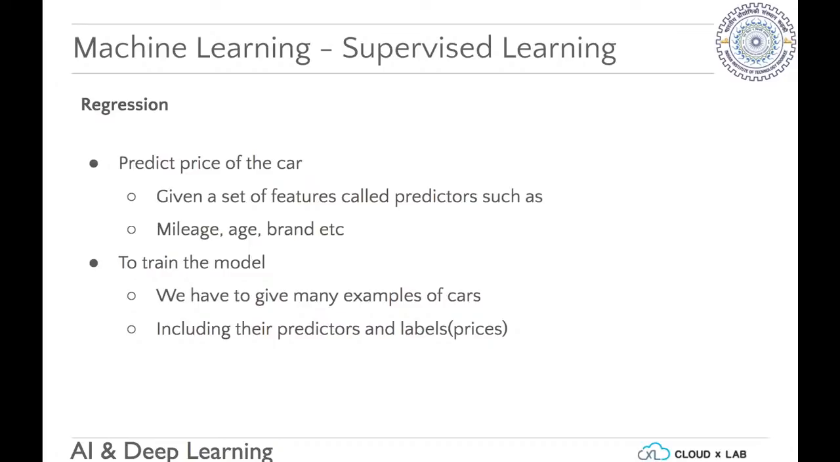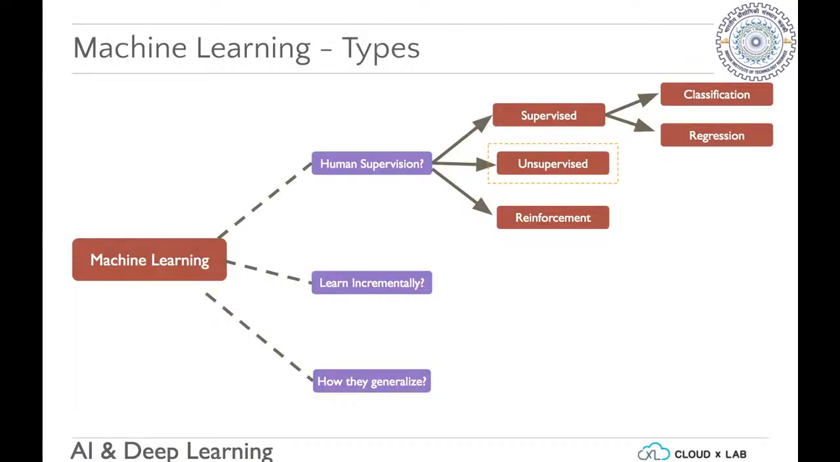So regression is basically predicting the price of a car given a set of features called predictors, such as mileage, age, brand, etc. To train the model, we have to give many examples of cars, including their predictors and labels. So basically, we have the features of all the cars as well as the price of all the cars, right? This is available in the dataset so that the model learns to predict the price based on the characteristics of the cars, right?